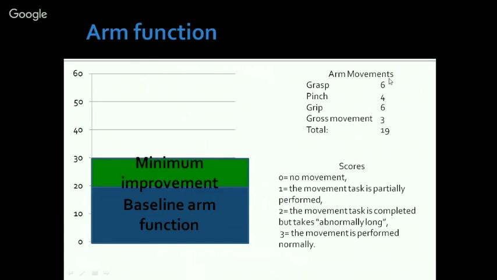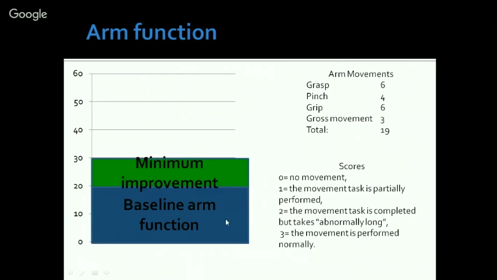The minimal improvement which is expected out of a CIMT is an additional 10 points, which means that of this whole list of items, if he has come at 1, he might move to 2 in at least half of it. You can see that there are approximately 20 items. So in 10 items, if he improves by a score of 1, then obviously the score will go to 30. So if a patient comes with the ability to do it partially, he might develop the ability to do it completely, but he might take an abnormally long time to do it.